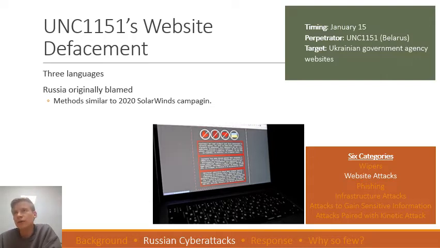Now, originally, when this first came out, it was thought that Russia was behind it, understandably so. Some of the methods were similar to what the SolarWinds 2020 campaign used. However, upon further research, what was discovered is that this Belarusian group, UNC 1151, was in fact responsible for this. So like we talked about at the beginning, very interesting that an organization from Belarus is choosing to get involved in this.